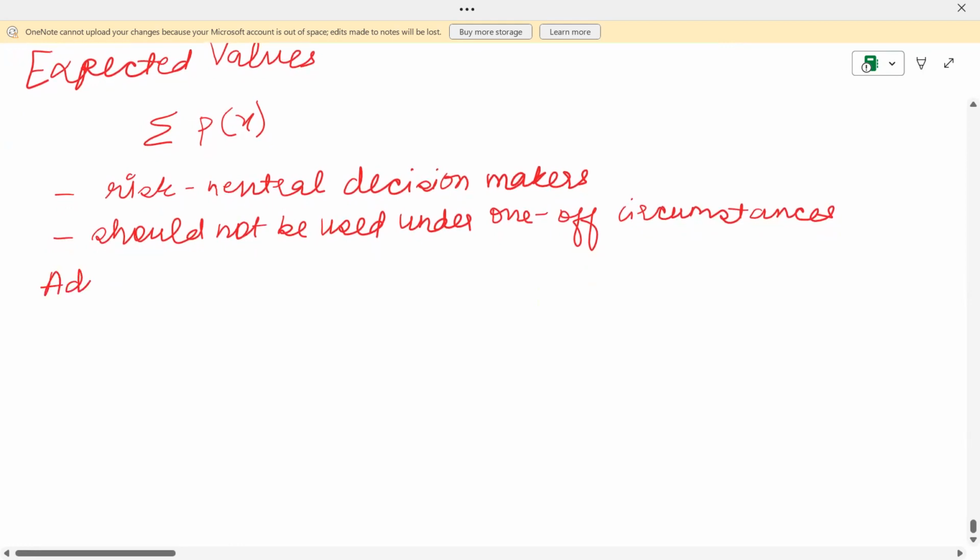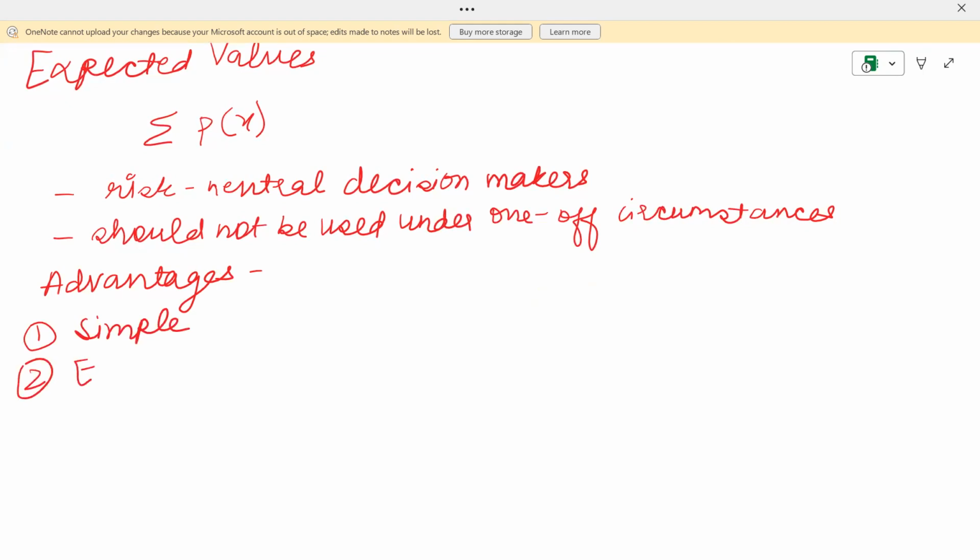Now let's talk about a few advantages. What advantages does it offer? First of all, it is a simple calculation, and again this makes your decision making easy. Another thing is that it is taking uncertainty into account.